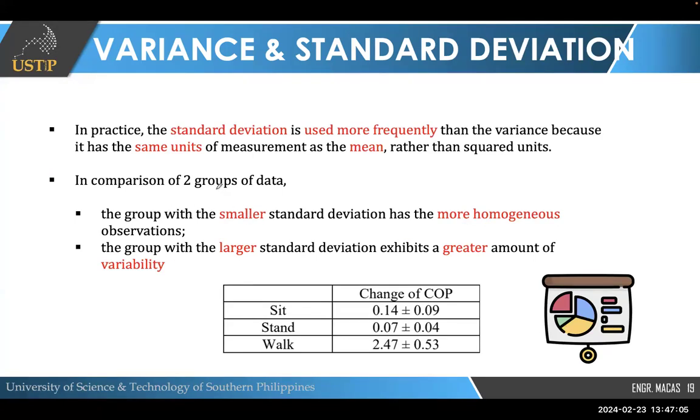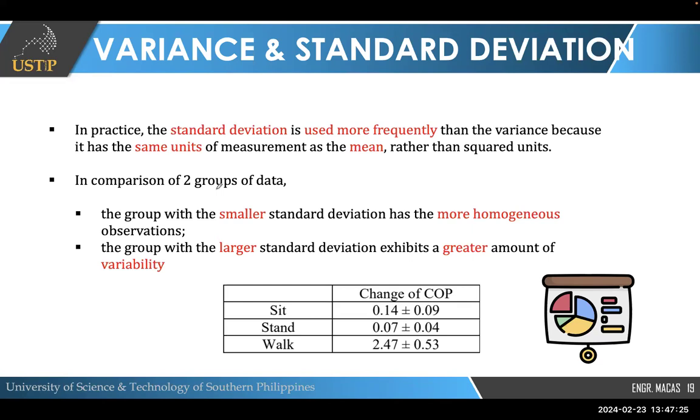Your standard deviation is used more frequently than the variance because it has the same units of measurement as the mean rather than squared units. So both of these values, class, can be used again for measuring your variability. But between the two, class, the standard deviation is used more frequently.